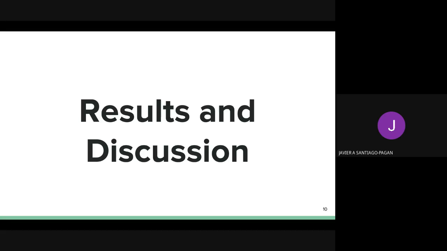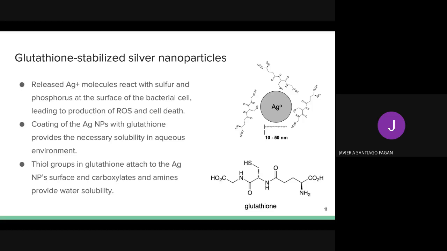Okay, now for the results and discussion. First, they hypothesized one mechanism of action. That is, these silver nanoparticles release silver(+1) ions that react with sulfur and phosphorus at the surface of the bacterial cell. This leads to the production of ROS and eventually cell death.